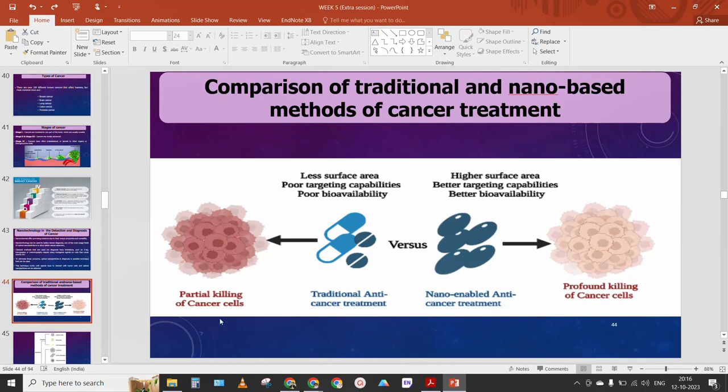So as you can see, the color density in the traditional anti-cancer treatment shows that cancer cells are partially killed, not completely. But in the nano-enabled anti-cancer treatment, there's high surface area of the nanoparticles, better targeting capabilities, and better bioavailability of that particular nanomaterial reaching the tumor cells, leading to profound killing of cancer cells. So you can see the difference, how different the color density is.